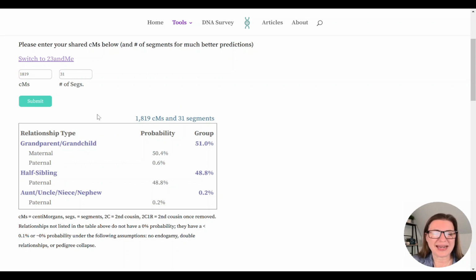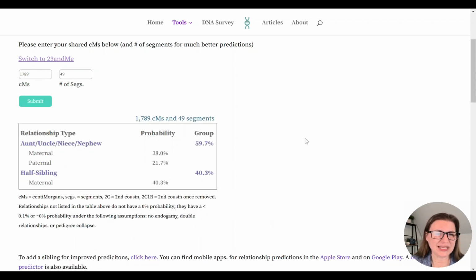And then let's do that aunt. Now the aunt is 1789. So about the same amount, but 49 segments instead of 31. It's a big difference. And let's look. So this is on the maternal side because it's mine. And you can see that grandparent just disappeared altogether. And it's saying it's more likely a maternal aunt than a paternal aunt or a half sibling. Well, half sibling is actually a little higher. But that is very helpful.